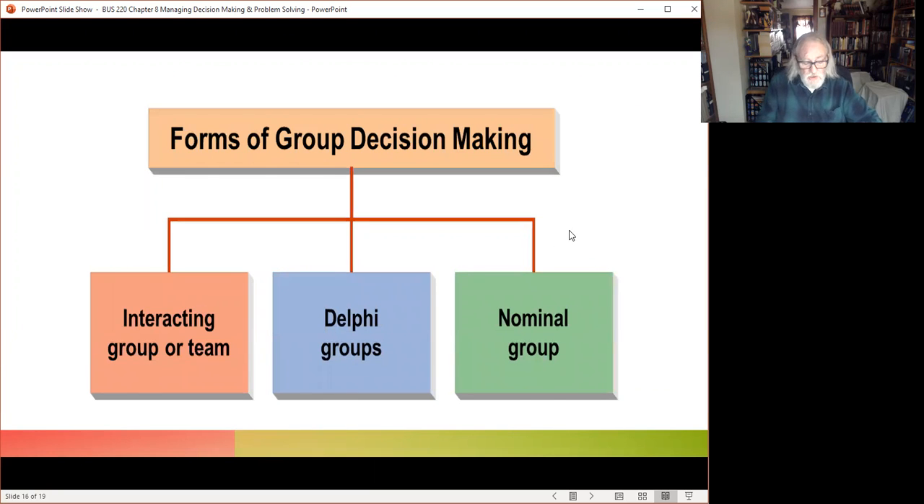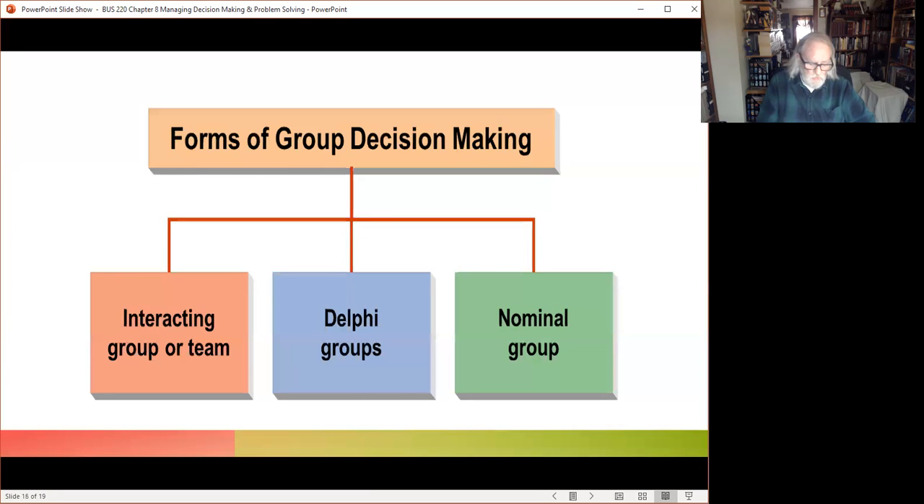Now let's switch gears a little bit here and talk a very small amount about group decision making. We have a couple different forms of decision making. This is decision making in groups at a very basic level. So let's just talk about it from that perspective.